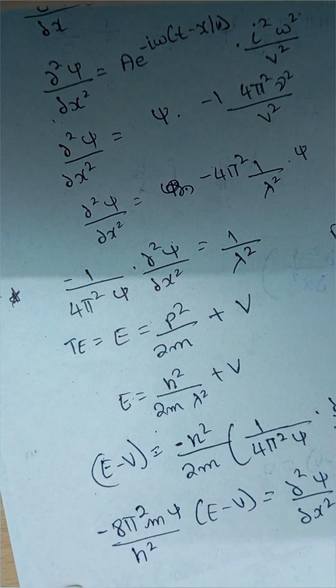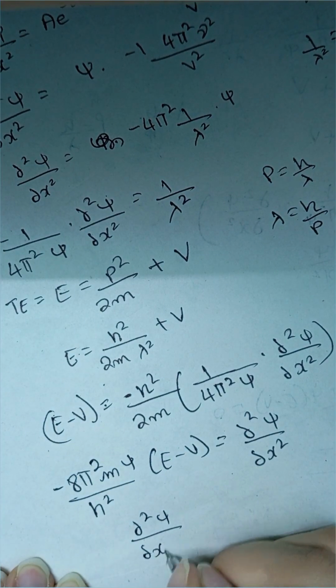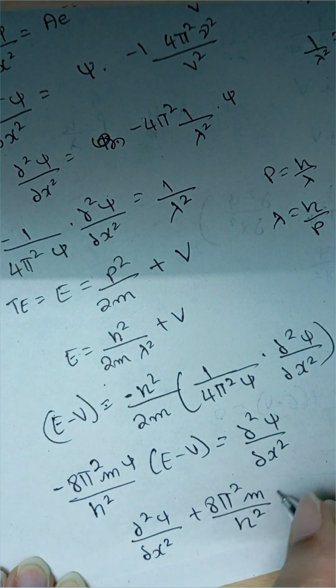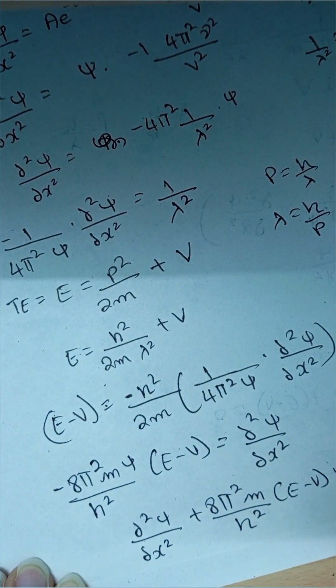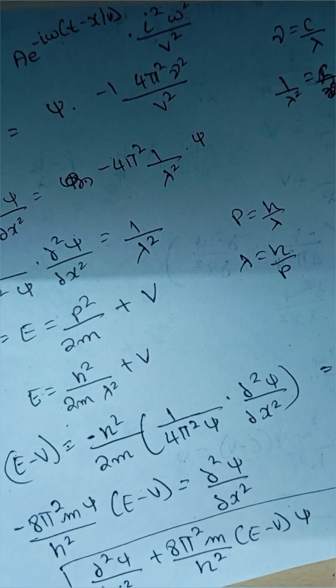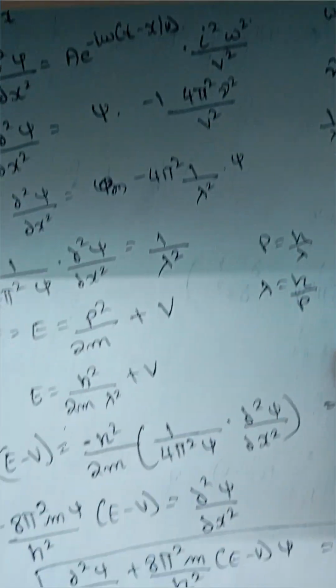Now I'm going to put the whole thing on that side again. So that will be dou square psi by dou x square plus 8 pi square m by h square into (E minus V) psi equals 0. This is the final equation, and this is the entire derivation which we have done. I hope you have followed it. Thank you for watching.